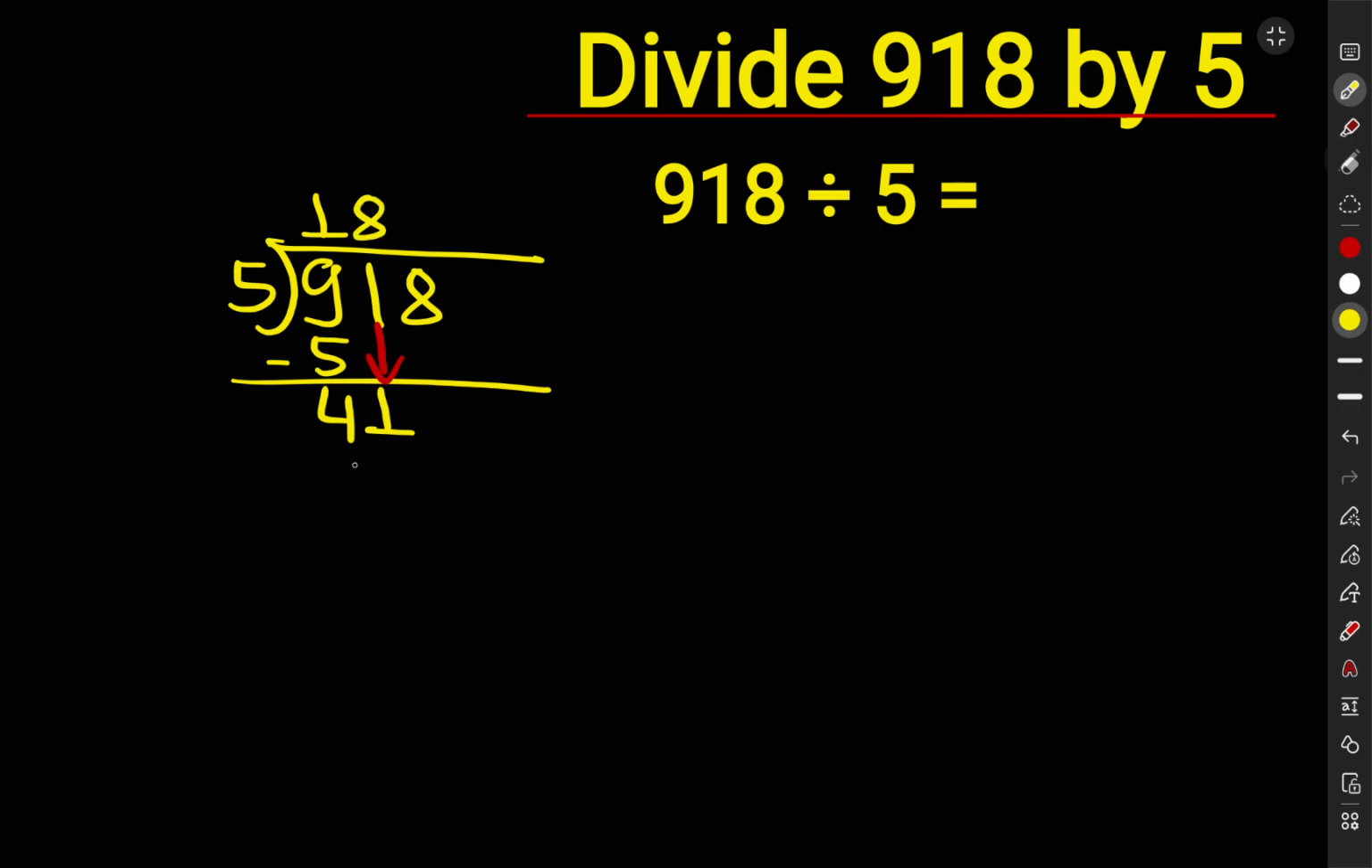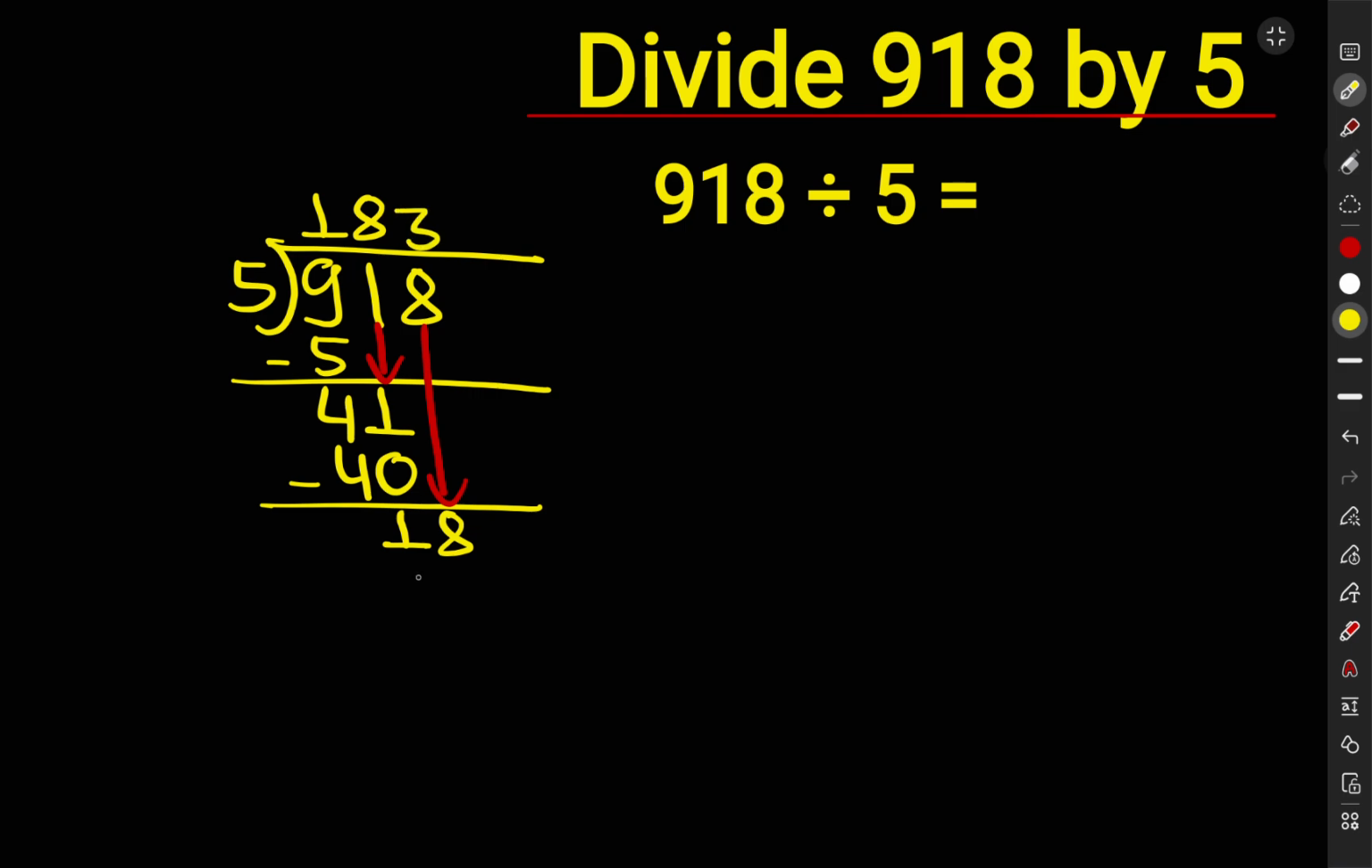5 times 8 is 40. On subtracting we get 1. So again we put down this 8 and it is 18.